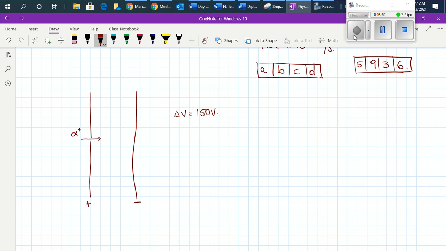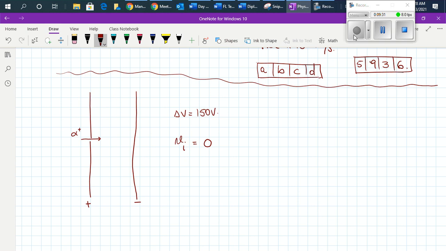Now, as you even noticed from the previous example, we don't even need the distance between the two parallel plates, because as I said, we are using here the conservation law of energy, not kinematics. And if we were using kinematics, then you would need the distance between the two. Before we move to the conservation law of energy, the fact that it is released means that the initial velocity is 0.